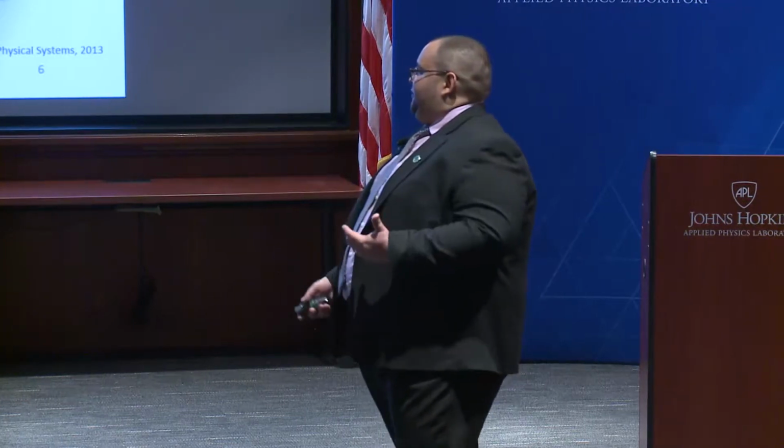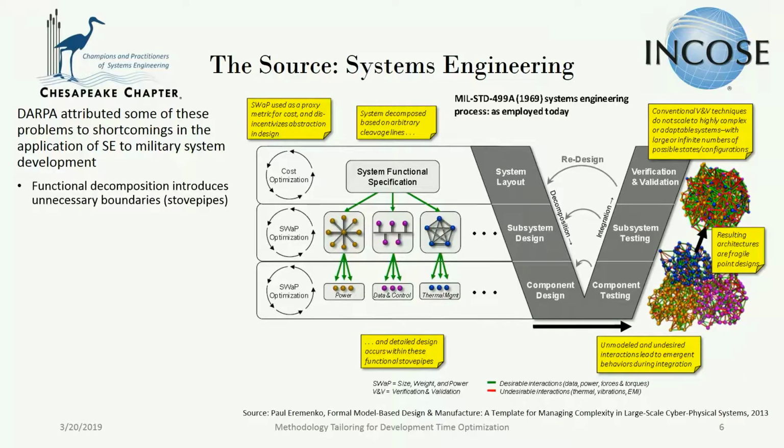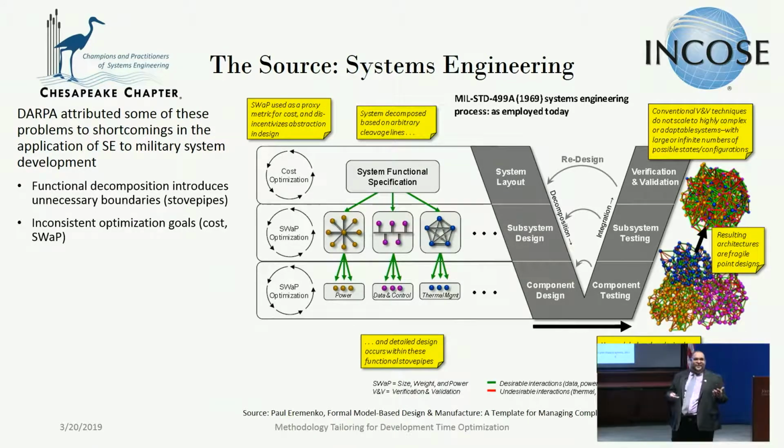And first of all, they started talking about functional decomposition and the very famous stovepipes that are created, right? You decompose your system and you create stovepipes. And then you would start optimizing at the component level based on size, weight, and power, while your high-level architecture is optimized for cost, and then there's an inconsistency in the optimization goals.